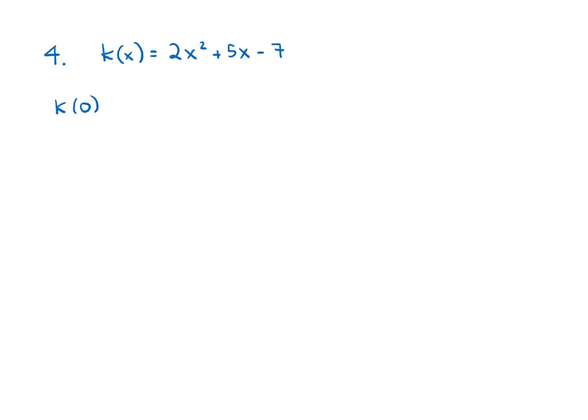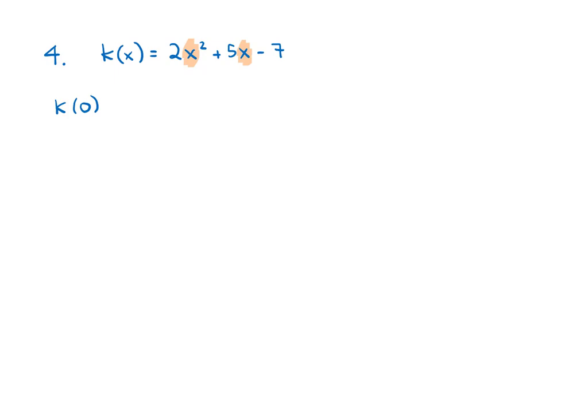For question number 4, the difference here is that I actually have x twice in my function. So whenever I plug something in, I'm going to have to plug it into both instances of x. So take care to do that well.